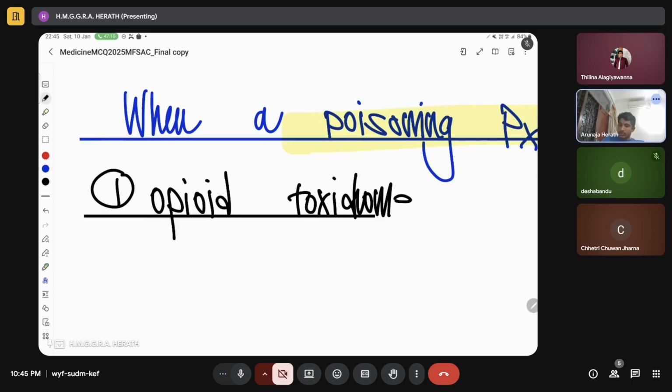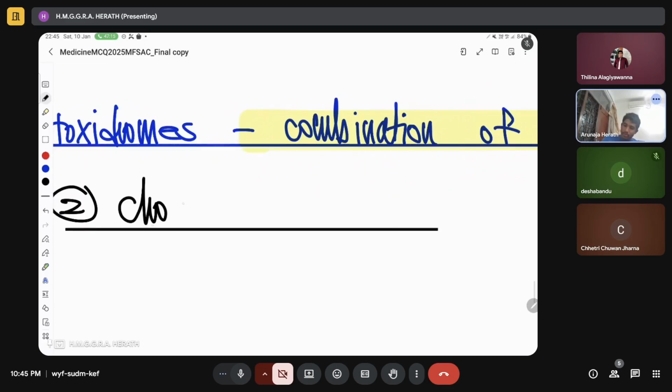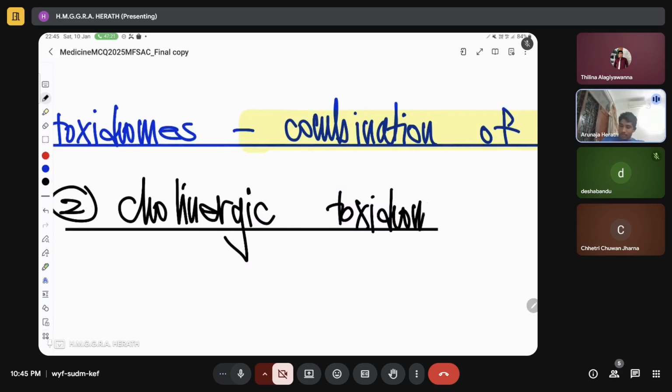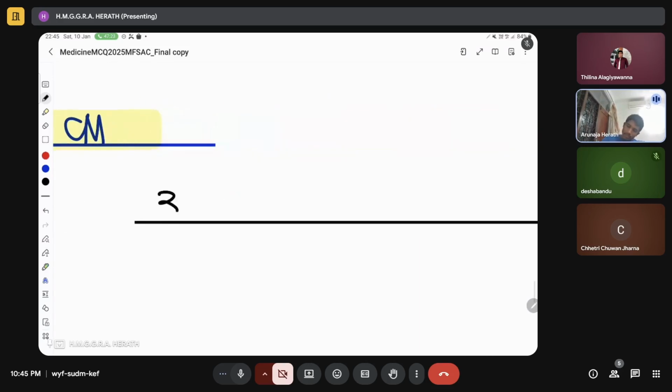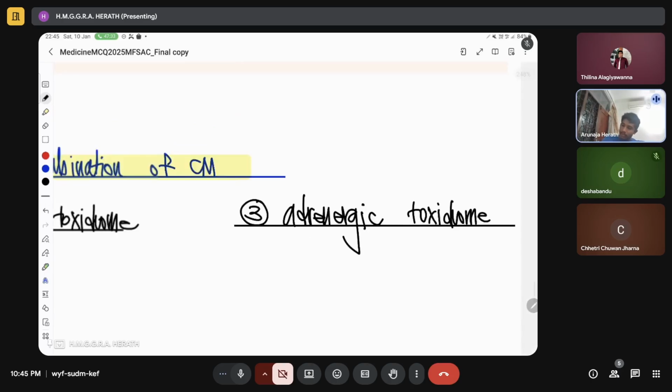There is also something called cholinergic toxidrome. Cholinergic toxidrome is what you see in organophosphate poisoning. And then there is also a toxidrome called adrenergic toxidrome. What are the adrenergic drugs? So these are the common toxidromes.